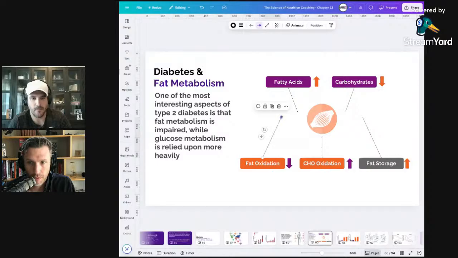So I better fix these lines. They're supposed to be connected to this little circle. We're just going to do this live.